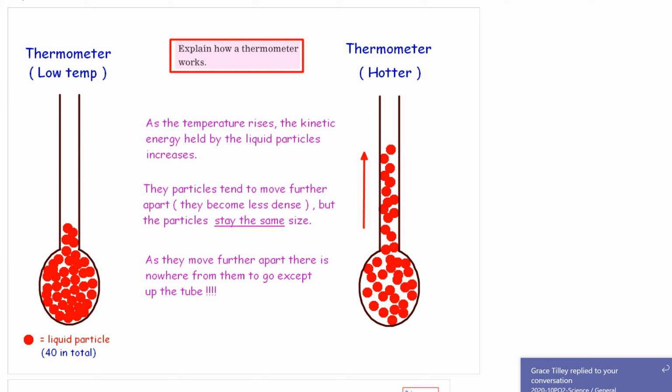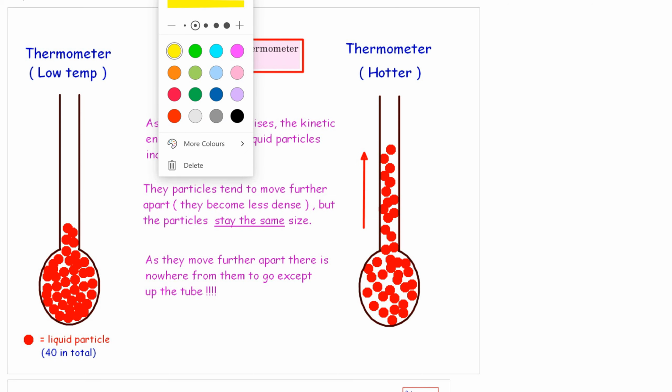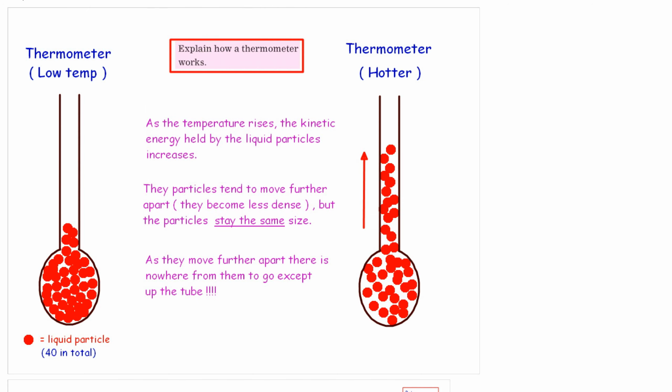This is 1.8 kinetic theory. We've looked at solids, liquids and gases and the particles within them. So now we're going to have a look at explaining how a thermometer works. Write the title. Draw the low temperature and hotter temperature thermometer.